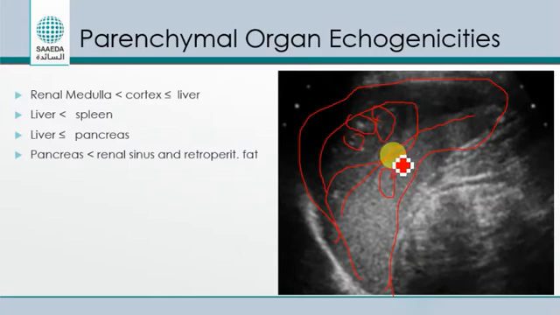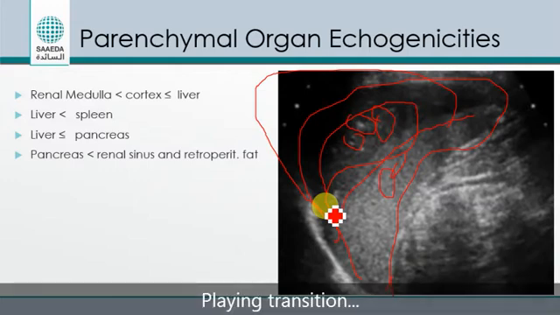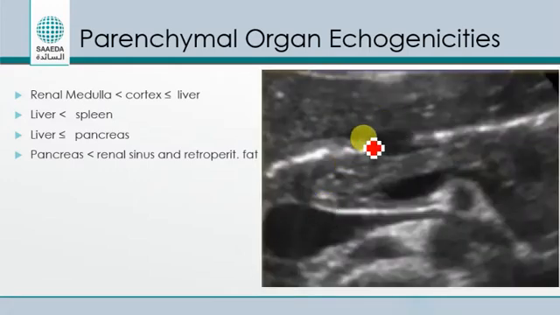If you pay attention to that, you can avoid making some terrible mistake of, for example, diagnosing a perisplenic hematoma. Someone can say this is a perisplenic hematoma. It's not. It's just the liver extending all the way to the left side of the spleen. Again, we can see here, this is the liver and this is the pancreas. They are almost the same echogenicity, as we said previously.